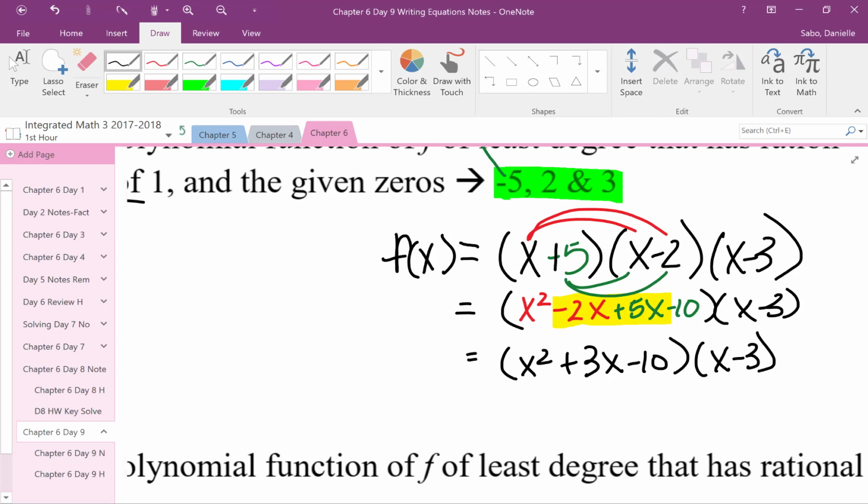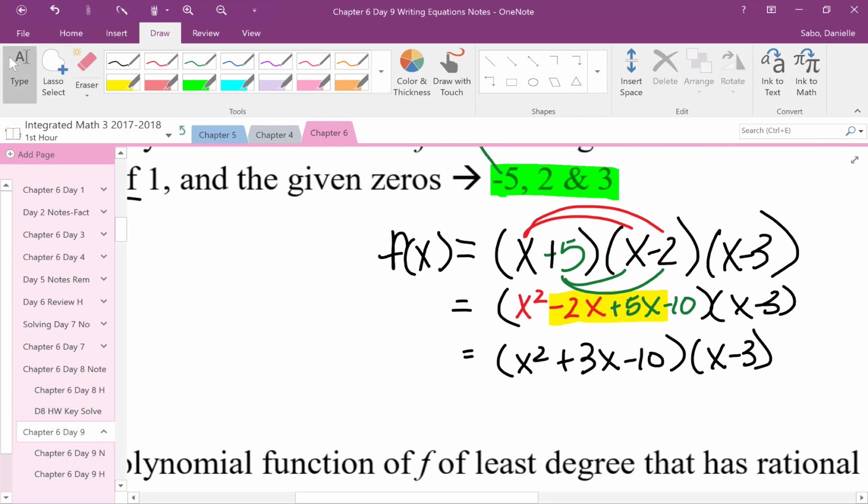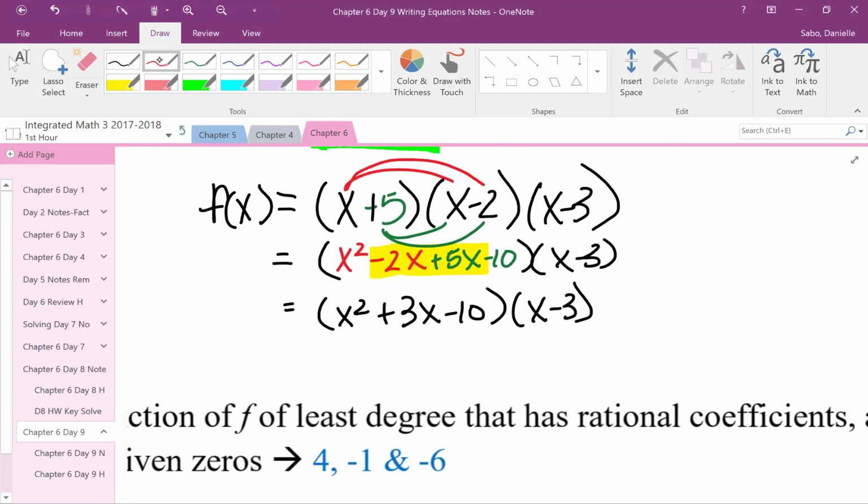Remember, you're taking each piece and multiplying it to everything. So I took the x and I multiplied it to x and negative 2. I took the 5 and I multiplied it to x and negative 2. Now, here's the tough part because now we have 3. But that's okay. Just take your time. Here we go. Same type of problem.